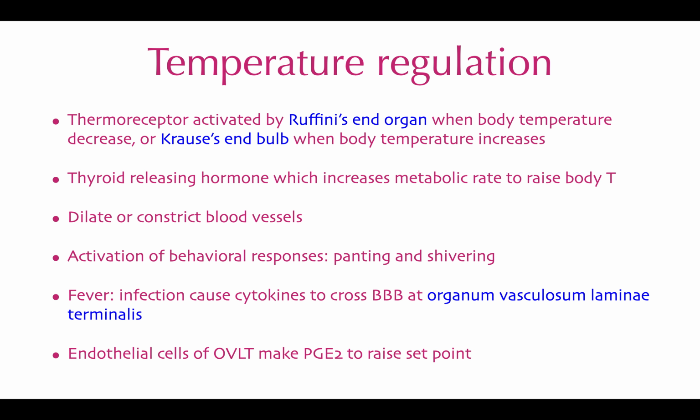A fever is a bit different because this is the body's response to an infection. The cytokines released from the immune cells are going to cross the blood-brain barrier at the organum vasculosum of the lamina terminalis, and that's going to affect the area postrema or the hypothalamus, the organs that aren't protected by the blood-brain barrier. And it goes to the endothelial cells of the OVLT to make a prostaglandin to raise the set point.